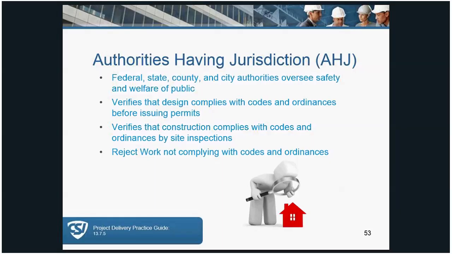Authorities having jurisdiction. Basically, they oversee the safety and welfare of the public. They, again, are not responsible for the means and methods. They are only there to review the work relative to the codes and ordinances. So they're not safety inspectors necessarily. They're not in charge of means and methods. They are simply there to protect the safety and welfare of the public, as we noted. Next slide.